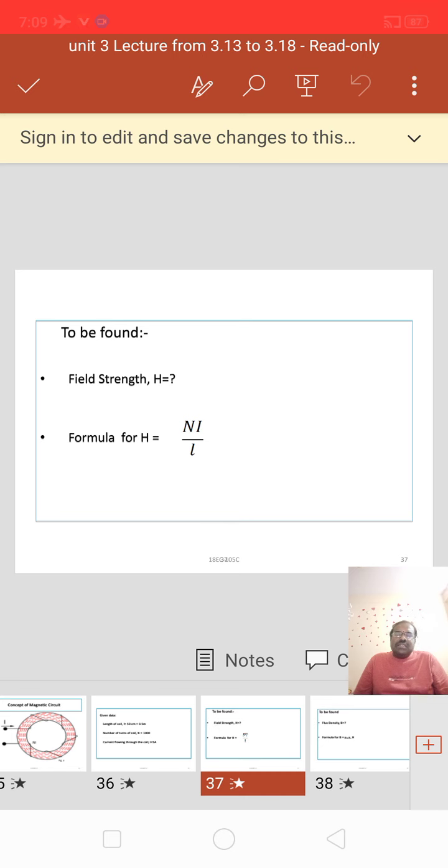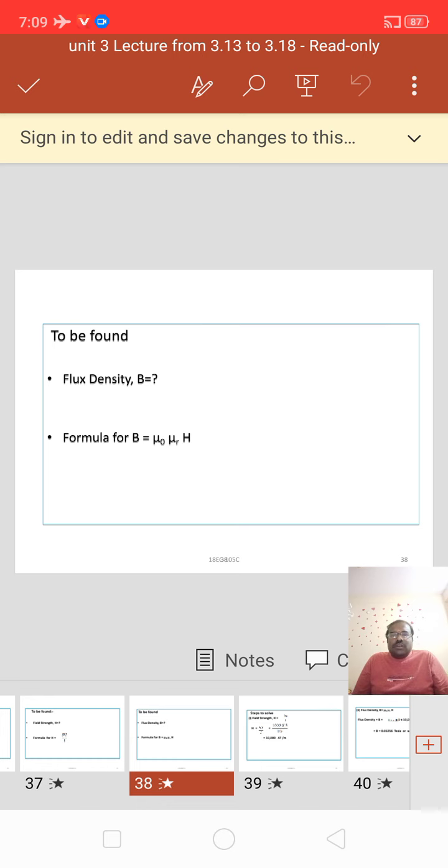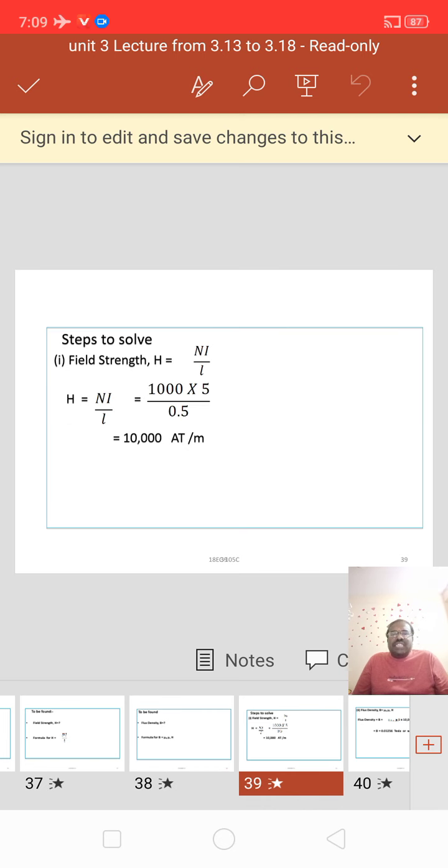Parameters to be found is field strength H equal to how much, and the formula for H equal to Ni by L, and flux density B equal to how much, and the formula for flux density B equal to mu naught mu r H, or B equal to mu into H. Now field strength H equal to Ni by L, that equals 1000 into 5 by 0.5. We get the value H equal to 10,000 ampere turns per meter.